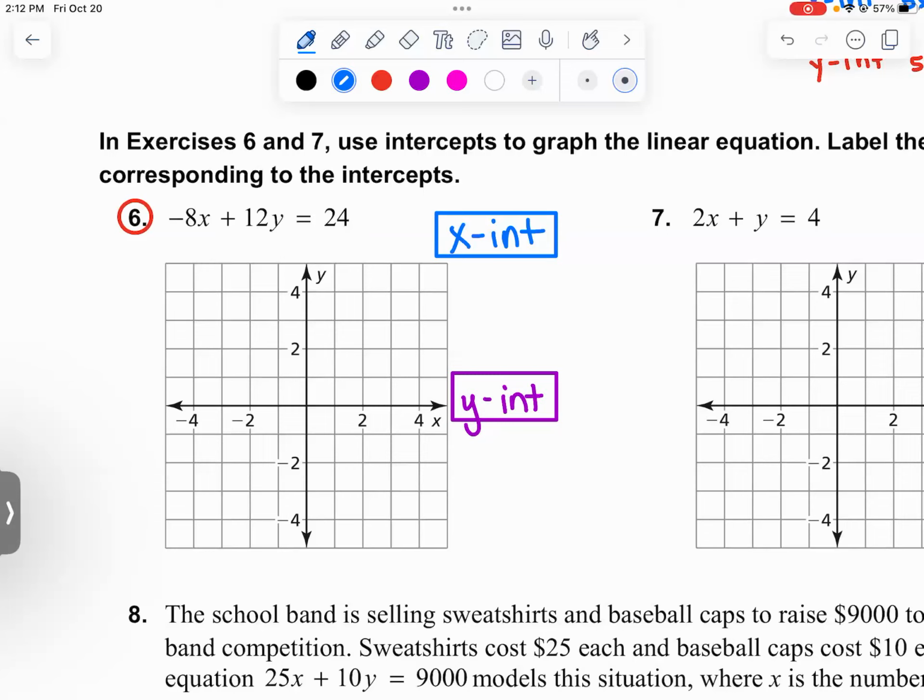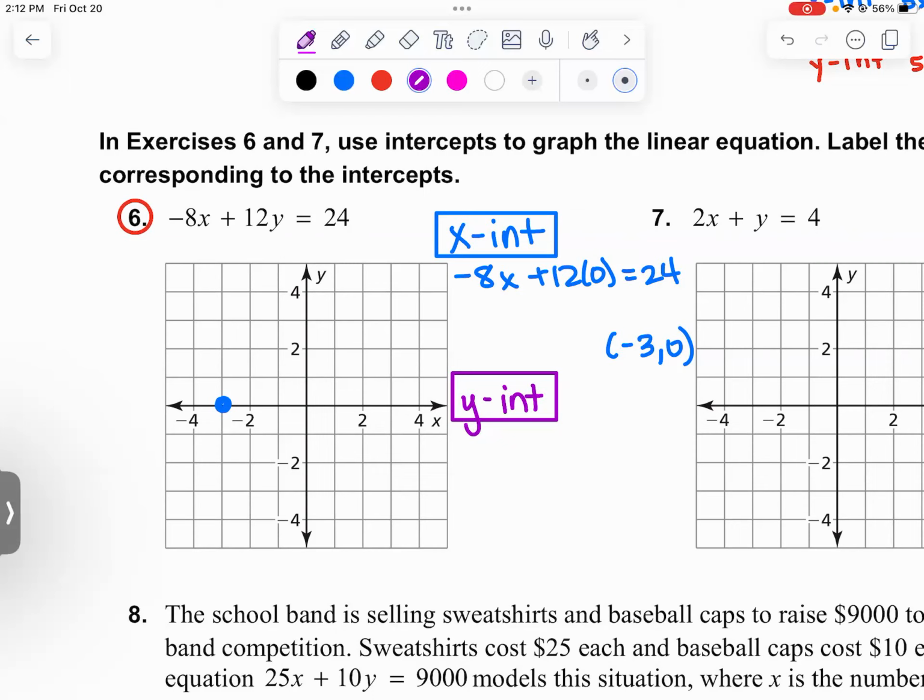I cannot answer that. Connor, what is our X-intercept? Okay, so negative 8x plus 12 times 0 equals 24. Do you agree that our X-intercept is negative 3, 0? That is a thumbs up for you.